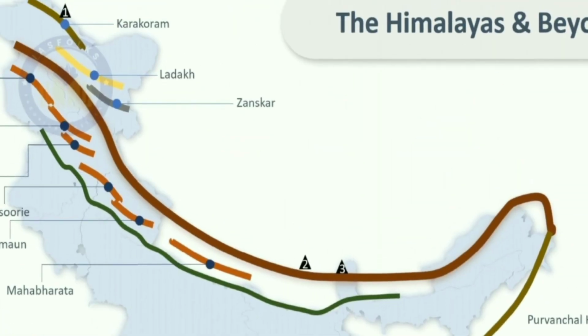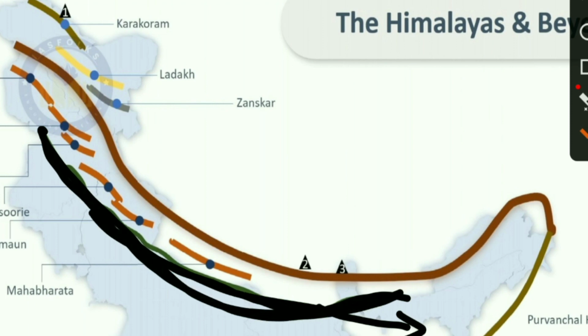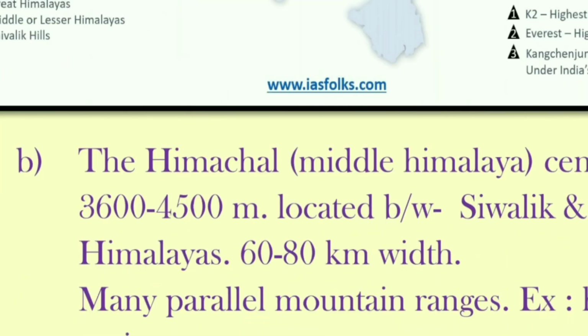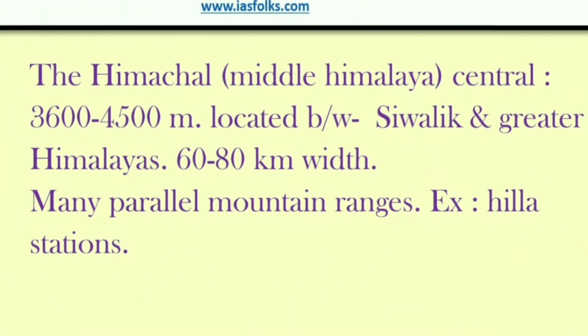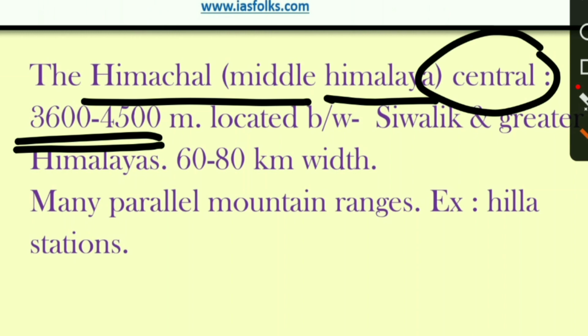Here we already know that this is the Shivalik range. We have studied about this green line already. This is the Shivalik range. Now we are going to study the middle Himalaya, Middle Himalaya or Himachala. See, the Himachala or middle Himalaya is also called the central Himalaya. Its height is 3600 to 4500 meters and it is located between Shivalik and the Greater Himalayas. This Himachala is located between the Shivalik and Greater Himalaya.